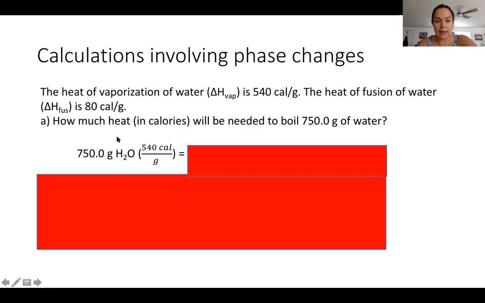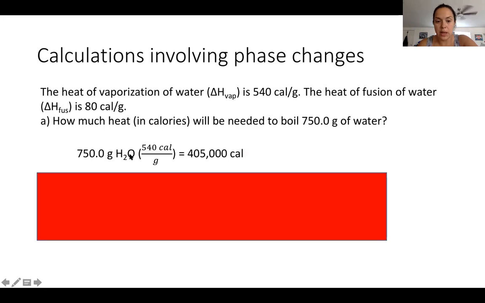So we would take our mass, and remember Q, which is heat, which is what they're asking for here, is the mass, so 750 grams, times that heat of vaporization. And this heat of vaporization is 540 calories per gram. Notice grams will cancel, and you end up with 405,000 calories, okay? Or you could say 405 kilocalories. Remember that prefix of kilo, it's a factor of 1,000.